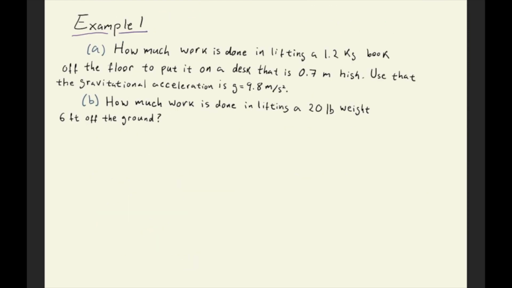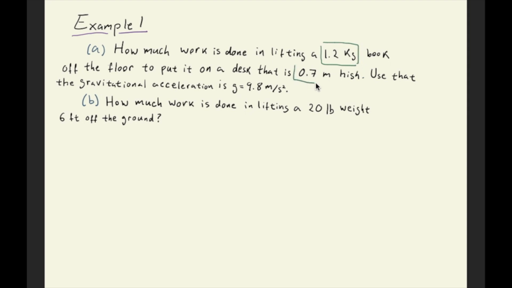The phrasing here is actually not very good. I took it straight out of the book, so I'm going to make some comments. We need to read critically, right? It says the following: how much work is done in lifting a 1.2 kilogram book off of the floor to put it on a desk that is 0.7 meters high? Let me first underline the important numbers. We know that the book is 1.2 kilograms, right? That's how heavy it is, its mass.